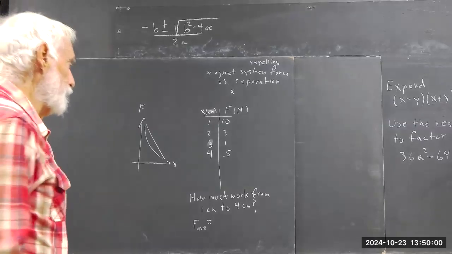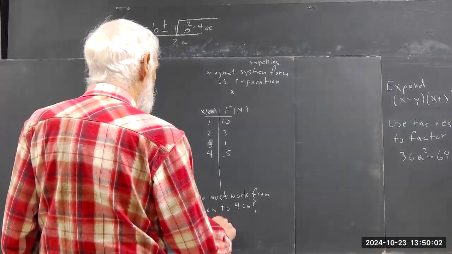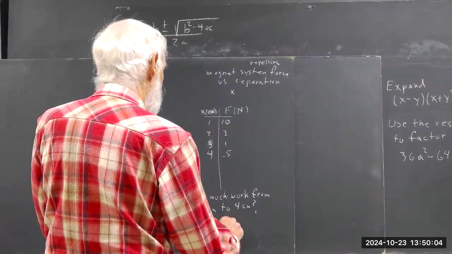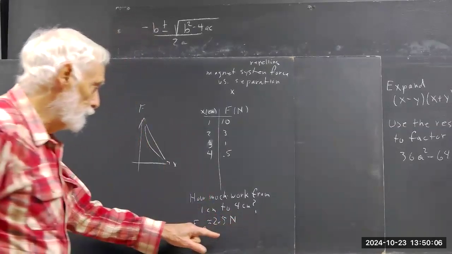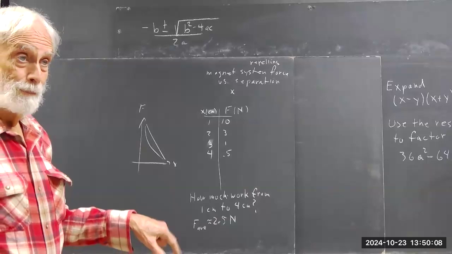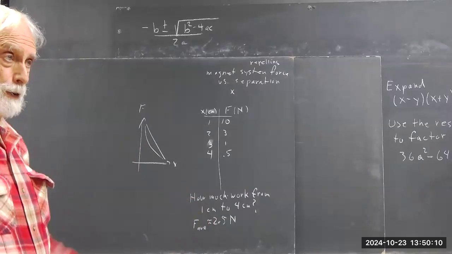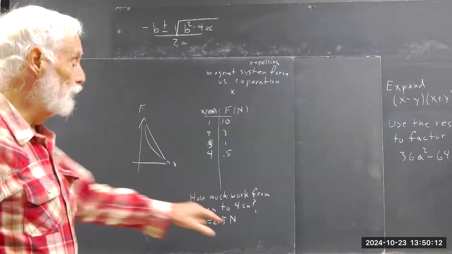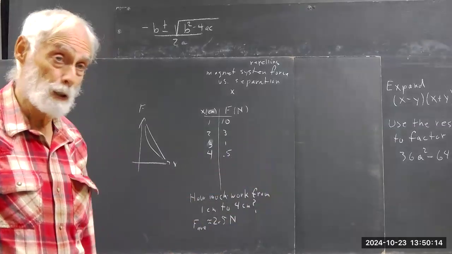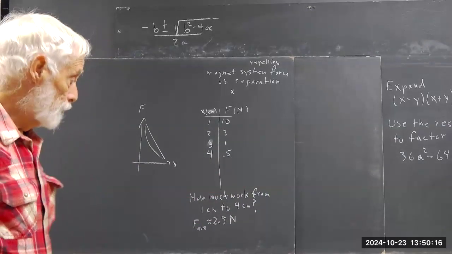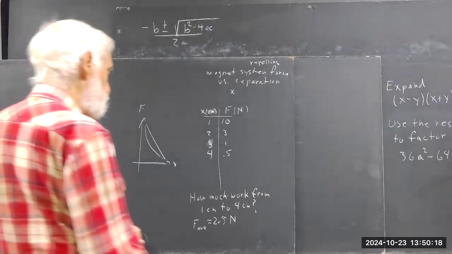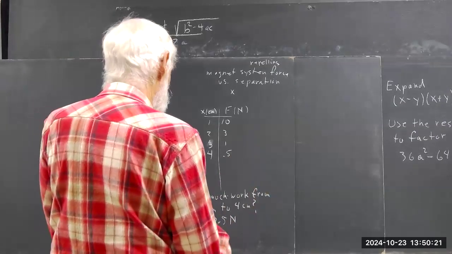Well, let's just say the average is about 2.5 newtons. And what the average is really depends on this curve. With a little more time, I'll show you how to make a good estimate. And I'll take any reasonable estimate if I give you a problem like this, okay? The force is conservative.